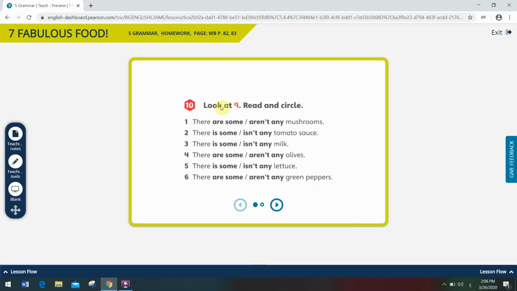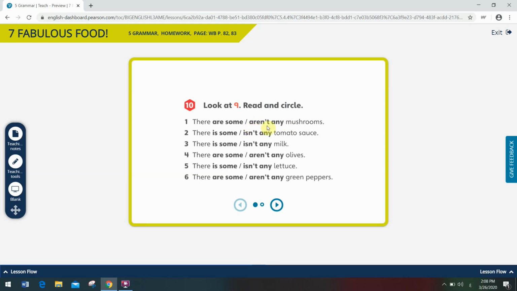Number 1. There are some or there aren't any mushrooms. In the four pictures we took a moment ago, we had onions, we had egg, we had lettuce, we had tomato sauce. Yes, so 4 pictures. There are some or there aren't any mushrooms. Did we have mushrooms in the pictures? No. So what I should circle is some or aren't any. So the correct answer is aren't any. Why aren't any? Because we didn't have mushrooms in the four pictures.